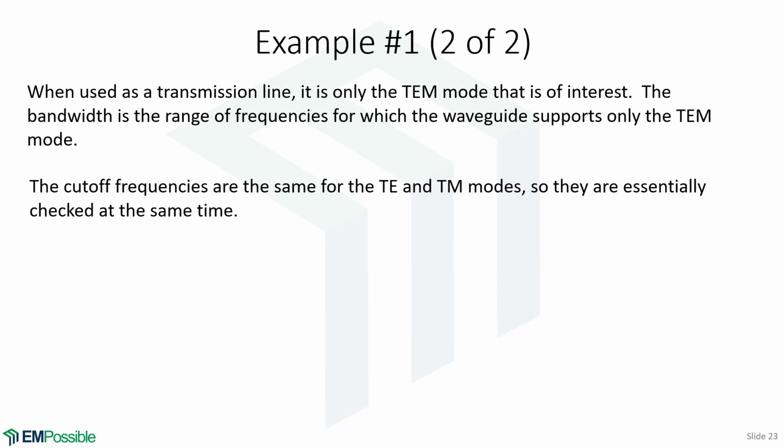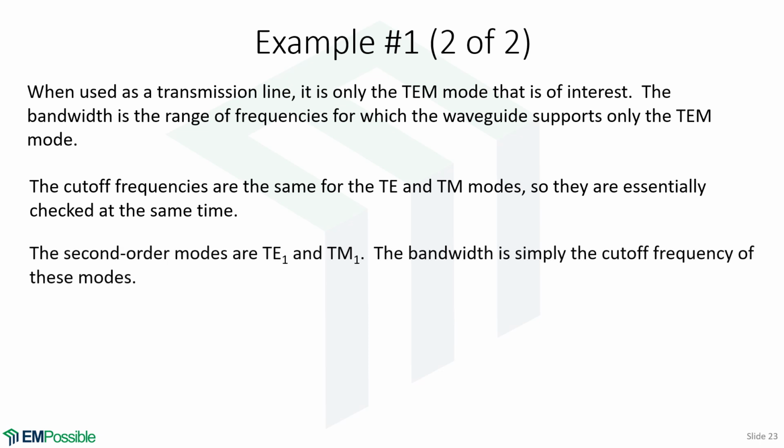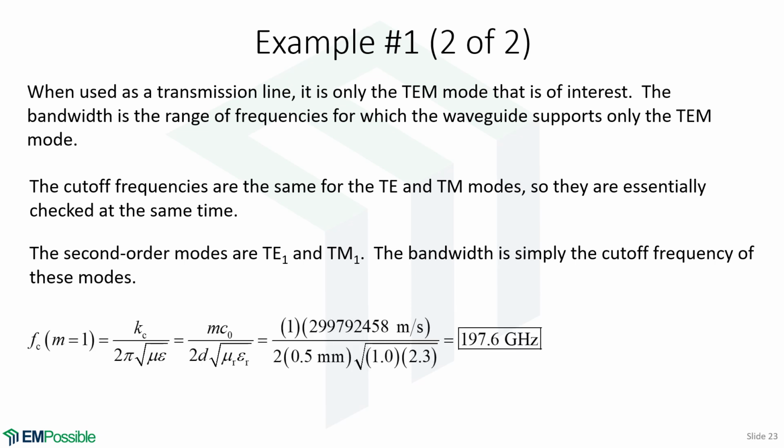So the TE and TM modes have the same equation, so we can check them at the same time. That's super convenient. So let's calculate the TE1 and TM1 mode. And we plug in m equals 1 in our cutoff frequency equation. And we have all the numbers. We have speed of light, we have our mode number, plate separation, relative permeability, relative permittivity, and we end up calculating a cutoff frequency for the TE1 and TM1 modes of almost 200 gigahertz.